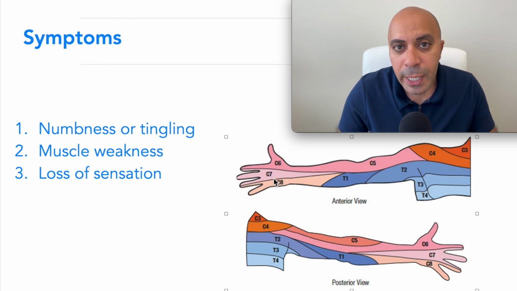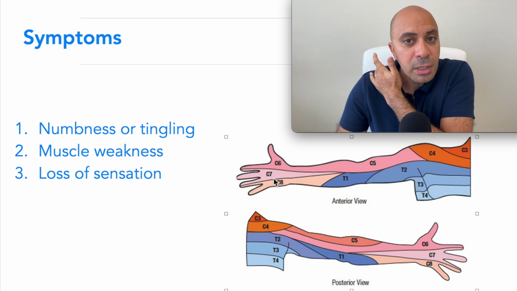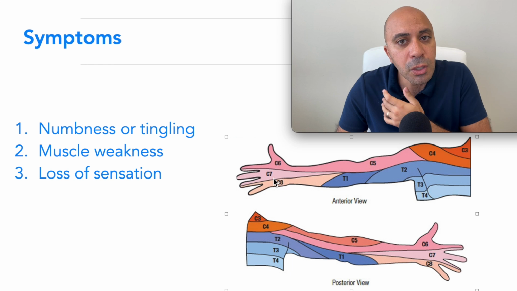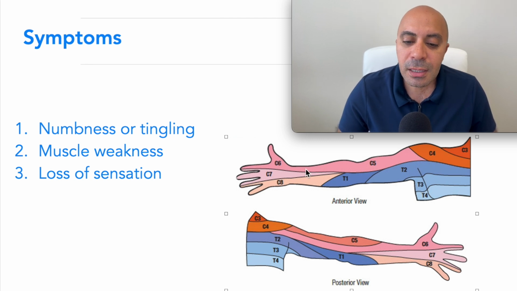When you have compression on the nerve root, or even compression in different areas of the nerve as it goes down, you start to have nerve pain that distributes into the shoulder, the arm, the forearm, and the hand. As you see here, the C stands for cervical spine. So that's the nerve distribution from the cervical spine.